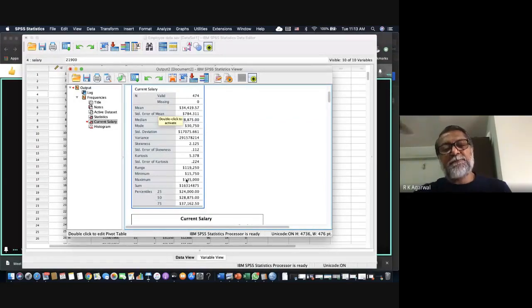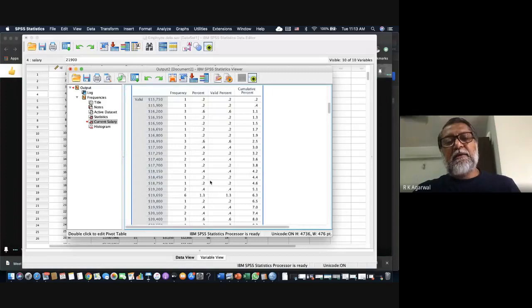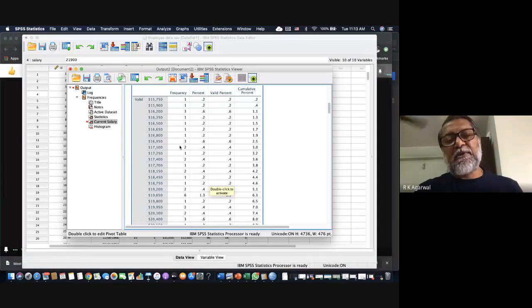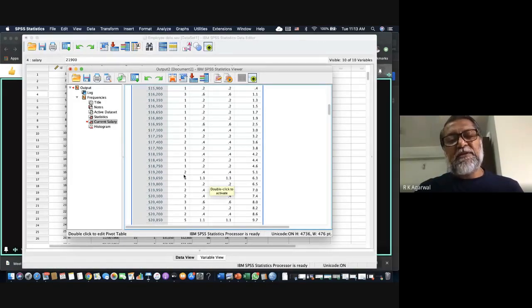What is the highest value? 1,35,000. Okay. Now, how many times has this value occurred? Once. How many times has 5900 occurred? Once. How many times has 16,200 occurred? 3 times. What does this 6 mean?